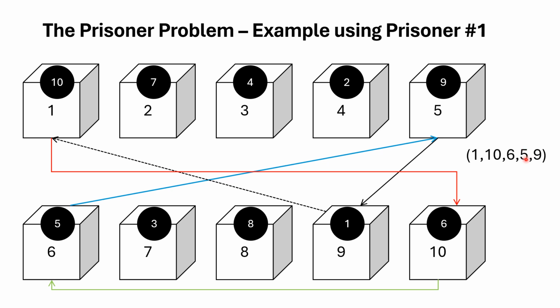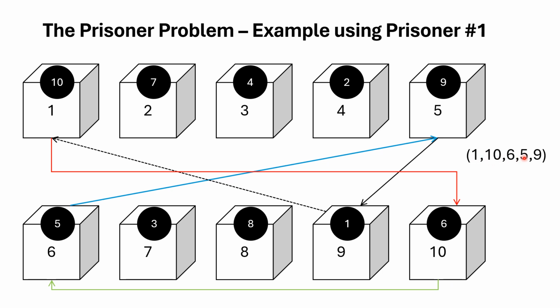So let's see, number 5 goes in and opens his box number 5 that has a 9 in it. So he goes to box 9. 9 has a 1 in it, he goes to box 1. 1 has a 10 in it, he goes into box 10. And 10 has a 6 in it, and he goes to box 6, and there's the 5. So no matter what number you pick in this cycle, the prisoner will come back to his number in exactly 5 steps, since the cycle is of length 5, and he will have a success.